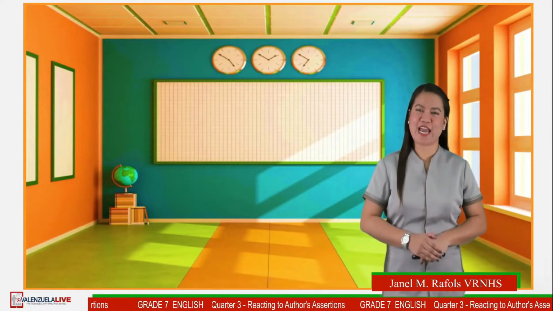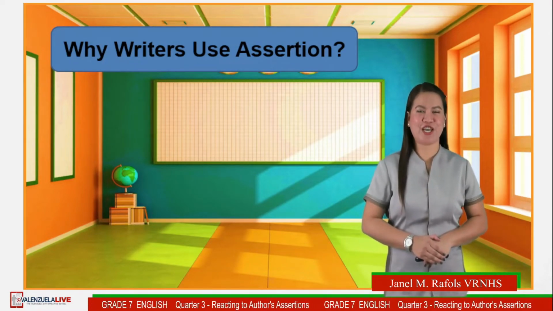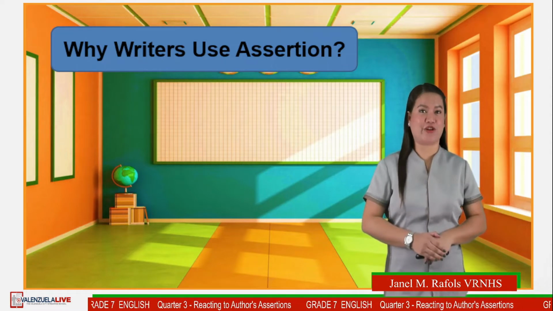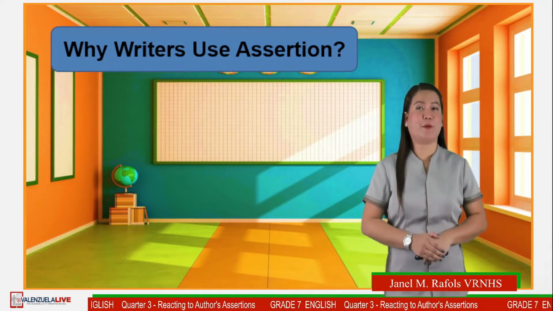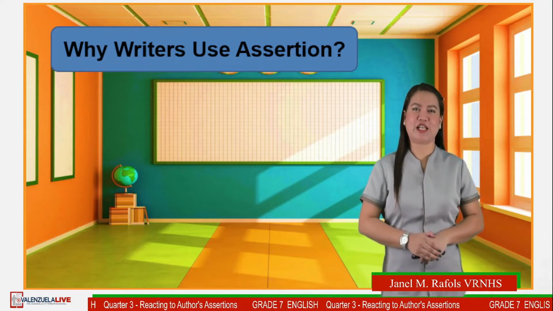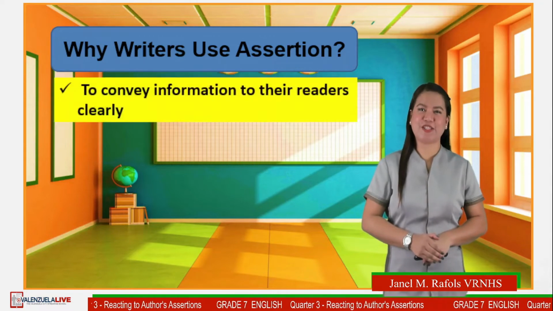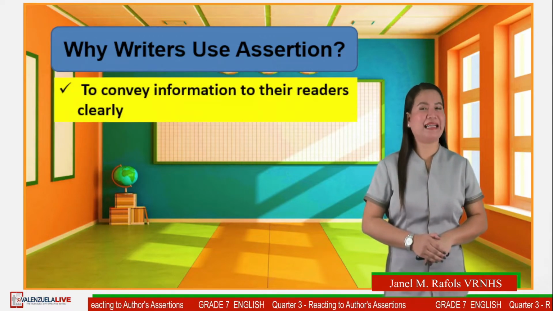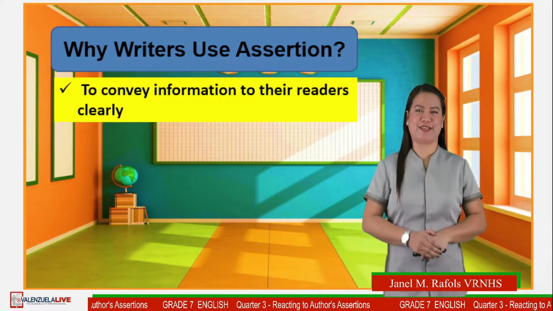But why do writers use assertion? Assertions are emphatic direct statements. Because assertions are to the point, they leave little room for confusion. Therefore, writers use them to clearly convey information to their readers.